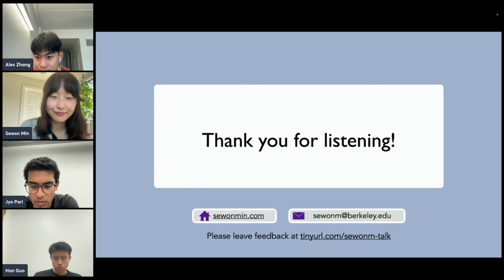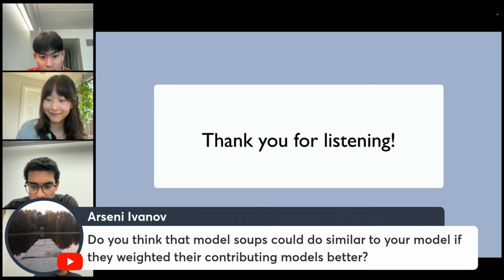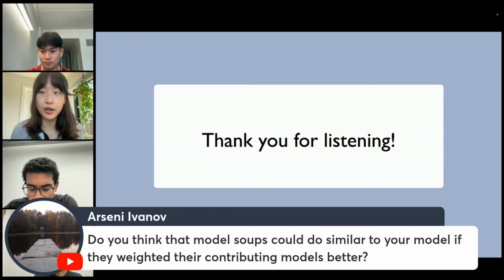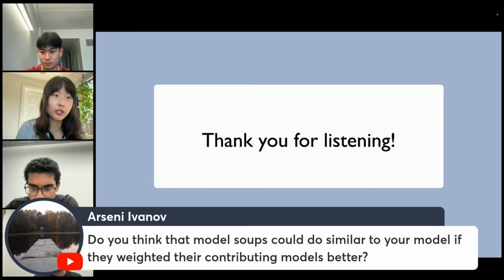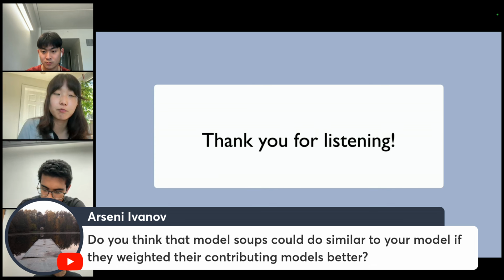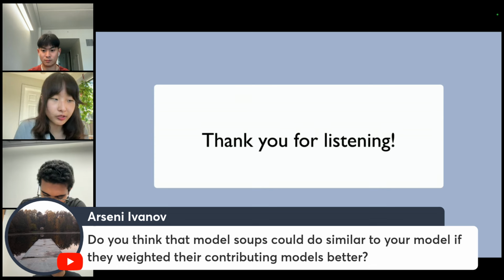And then I guess the last question is, do you think that model soups could perform similarly to your setup if they weighted their contributing models better? Great question. We also tried that. When we tried model soup, we tried two versions. One is uniform model soup, which is what most people do. The second is a weighted model soup where we have different weights for every input. And we found mixed results.